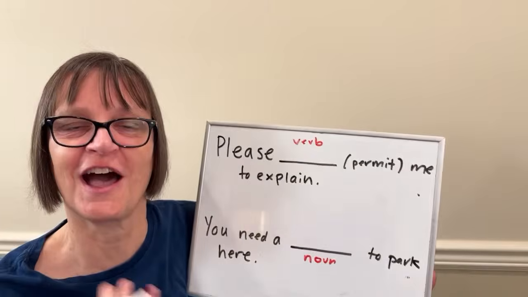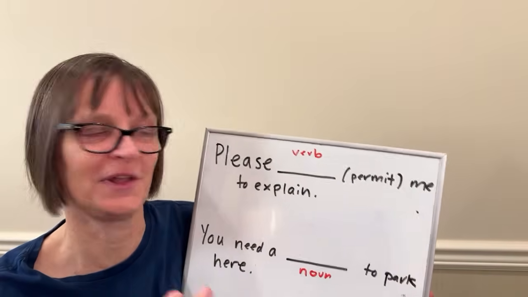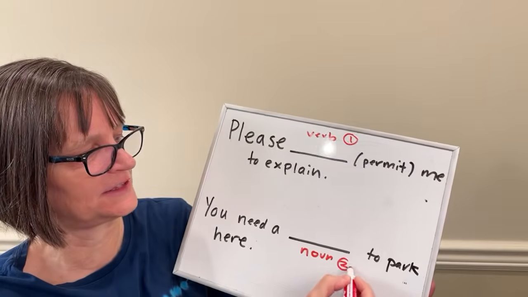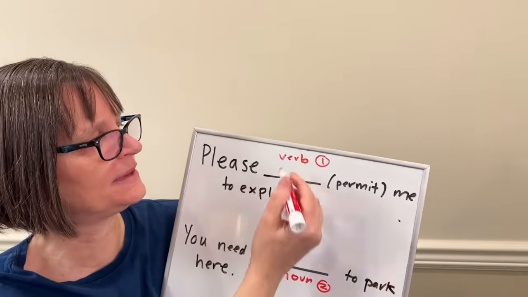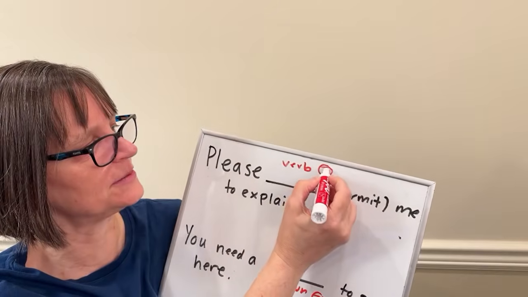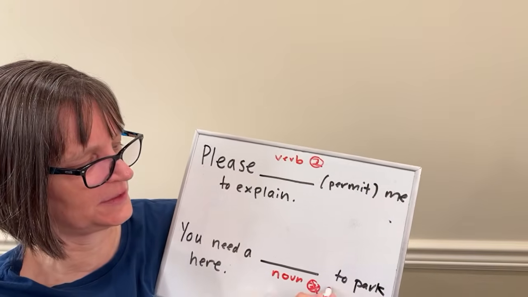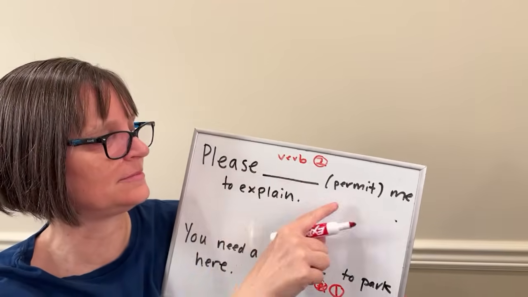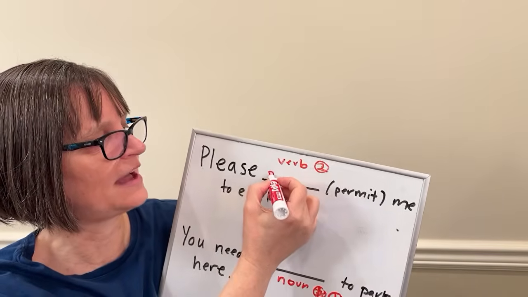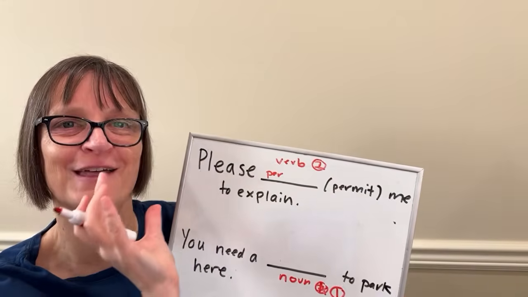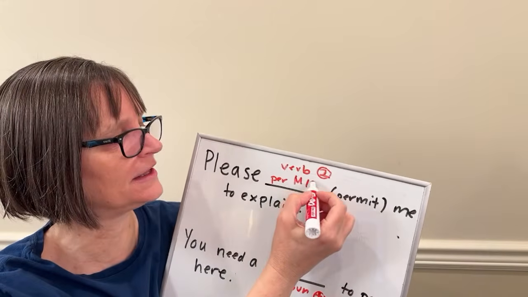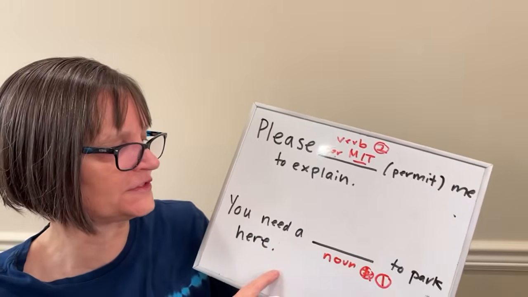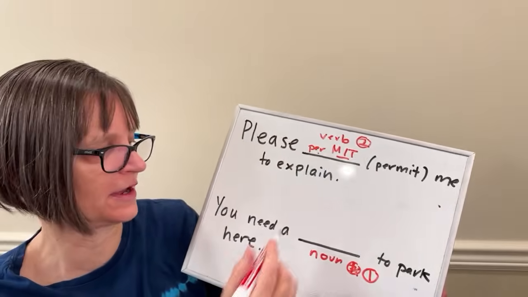So let's check how you did and whether or not you were able to apply that rule of the verb having the second syllable stress, the noun having the first syllable stress. Sorry to confuse you. So second syllable, please permit me to explain. So we have a short little per, and then mit, it has my long, clear vowel. Permit me. Please permit me to explain. Versus, you need a permit to park here.